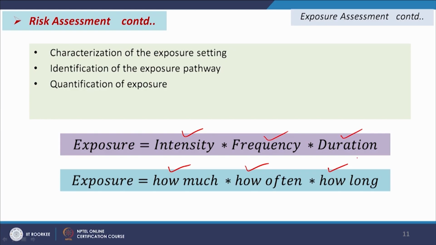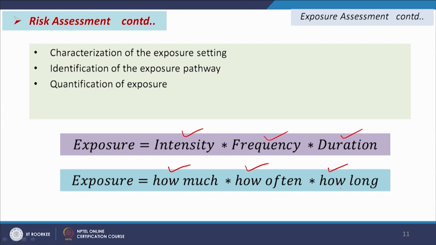Say I am living in a particular region for the last 30 years. So, during the last 30 years, what is the exposure? Every day, say I go to that particular area for 2 hours a day. So, 365 into 2 hours per year. That way, how often and how long are taken into consideration, and how much, what is the concentration present in that.